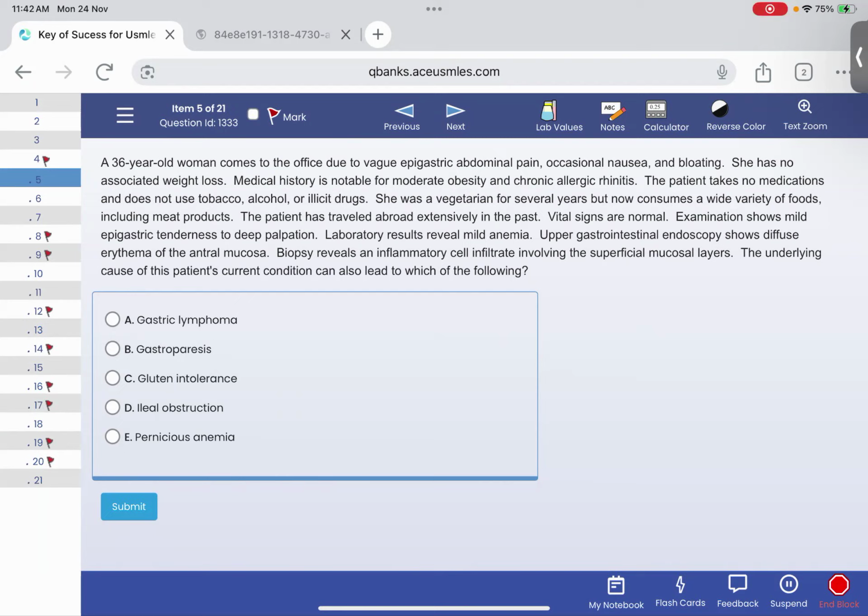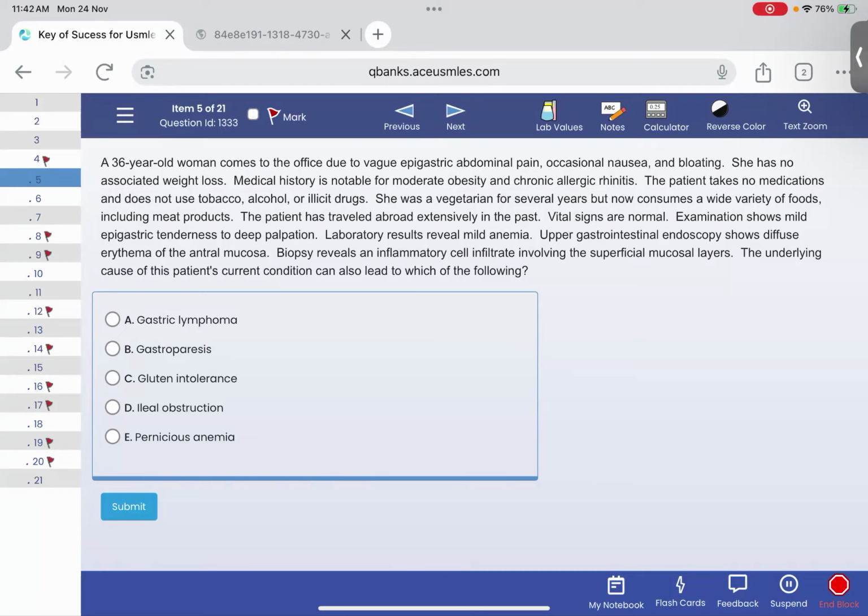It's shown by this upper gastrointestinal endoscopy, right? So the correct option is A, gastric lymphoma, right?